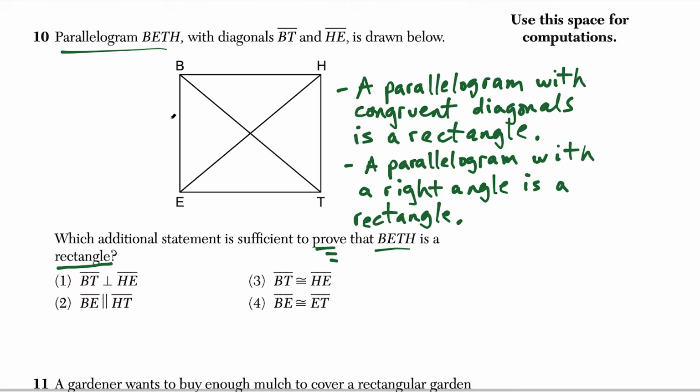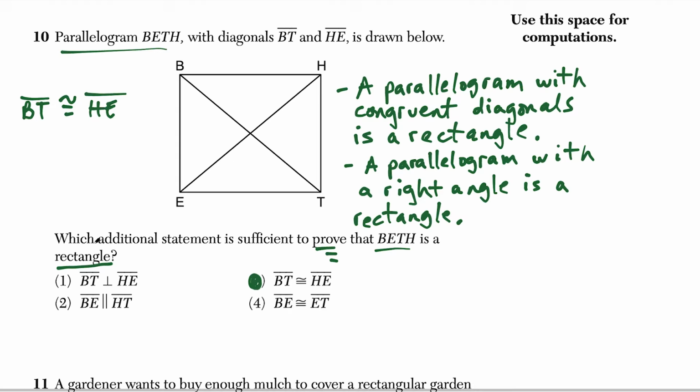So looking at this, if we were told that angle B, E, T, or H is a right angle, that would be enough to show that this is a rectangle. Or we could be told that diagonal BT is congruent to the other diagonal HE. And just scanning the answer choices, I can see right away choice 3 matches up. So just once again, knowing your theorems and definitions makes this question very doable.